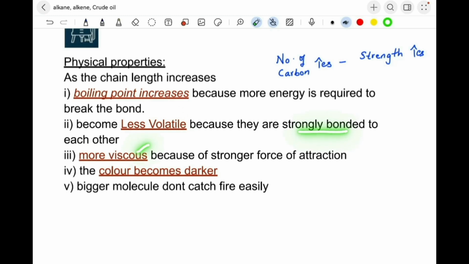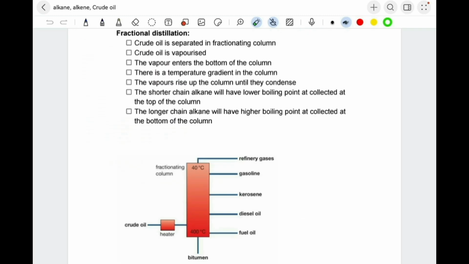Viscous. Viscous is the thickness. As the chain length increases, they become more viscous and they become darker. The bigger molecule will not catch fire easily.